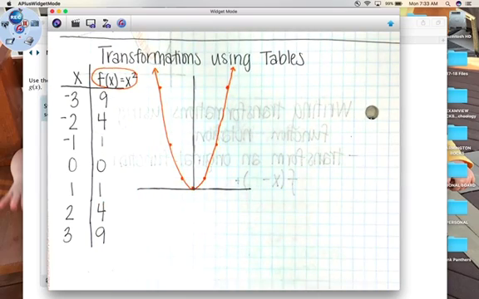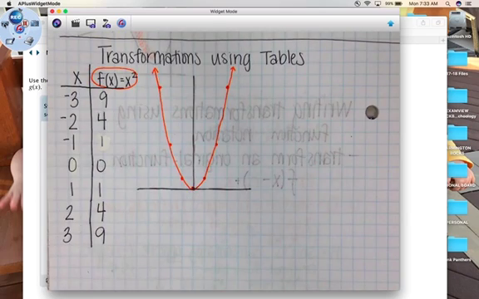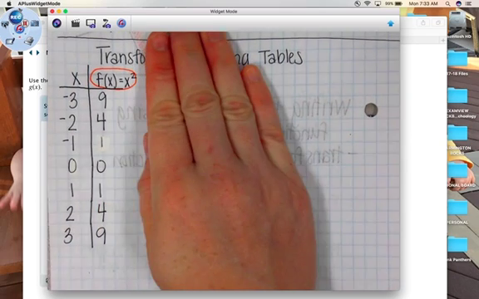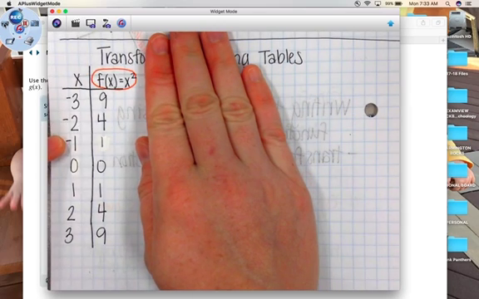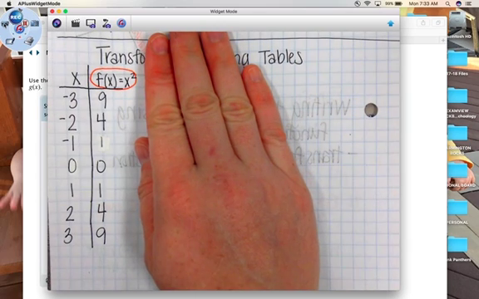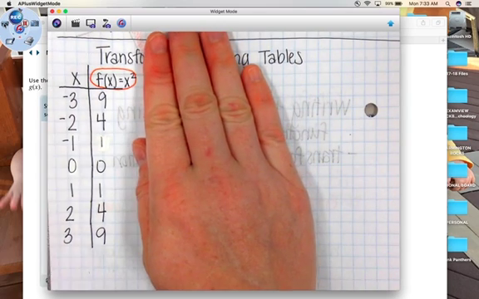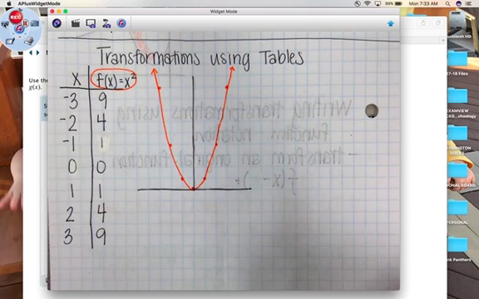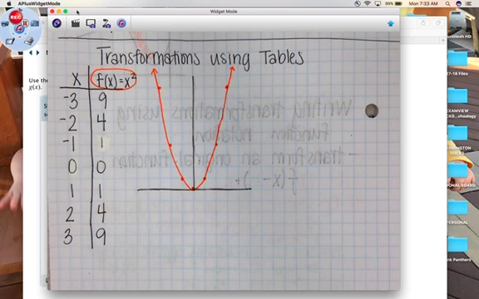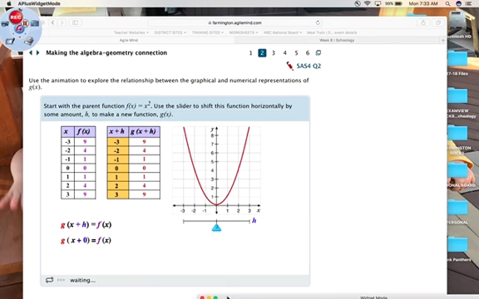Now, what it means by transforming using tables. You're not actually going to see the graph. They're going to give you a table. More than likely, it's only going to have 4 points. On your assignment, it's only going to have 4 points. But I wanted you to just see that this is the parent function. If you look at this screen on Agile Mind, notice this is the parent function, and then this is going to be the transformation of that parent function.